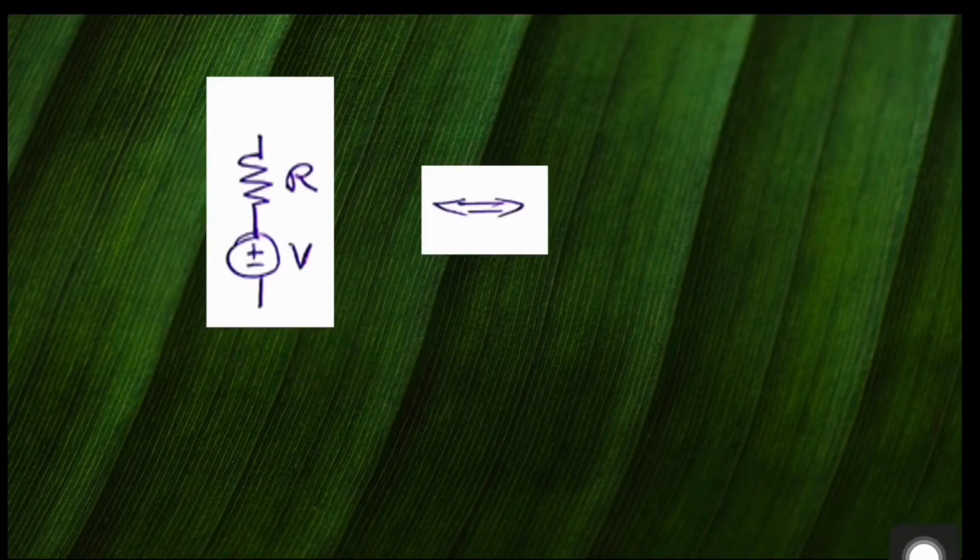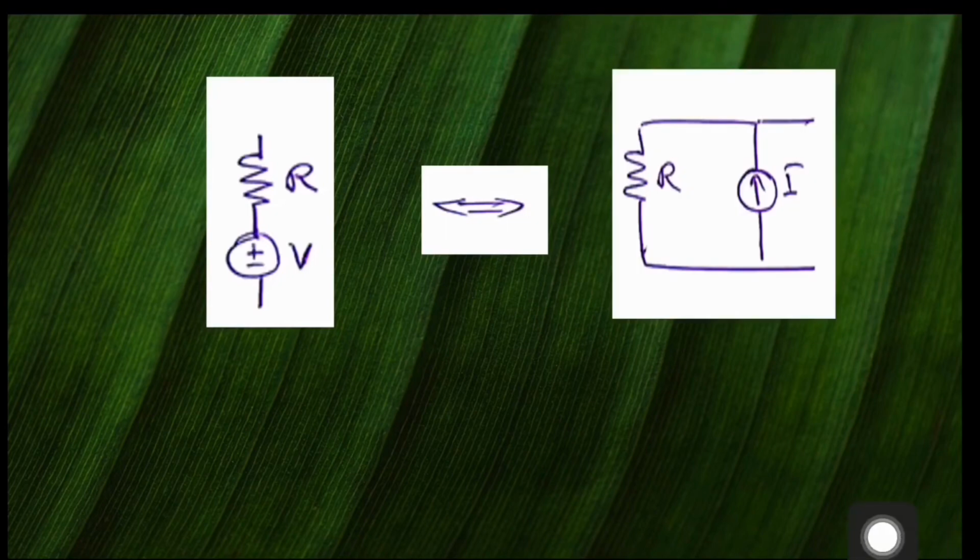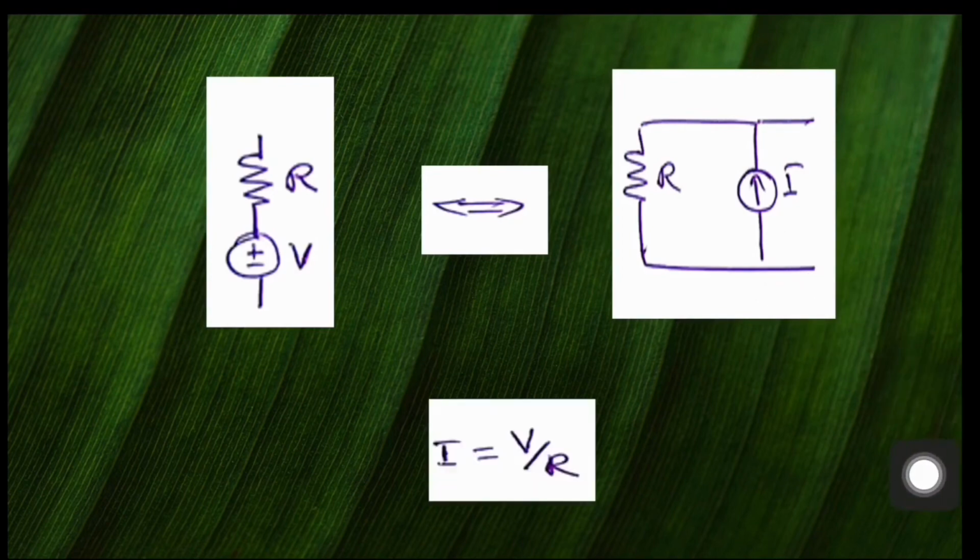It is equivalent to a current source with a parallel connected resistor, where the value of current I can be calculated by using the equation I is equal to V by R. V is the value of voltage source and R is the series connected resistor. Got it?